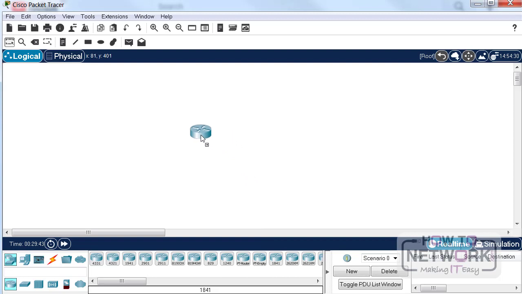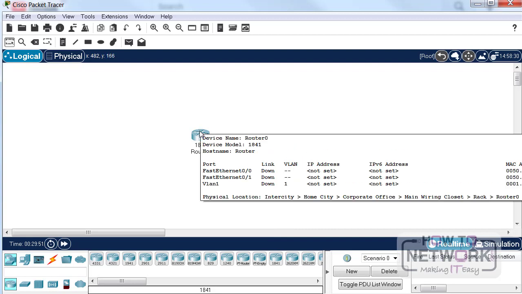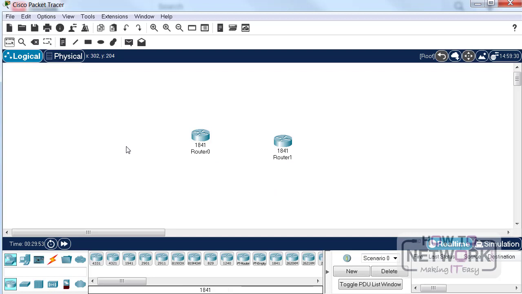But I've clicked on the network devices and just dragged up a router. I've dragged up two 1841 models only because they've got fast Ethernet interfaces, and it just makes it easy. You can drag up any router that's got gigabit interfaces.